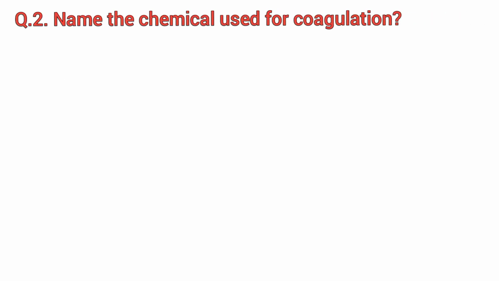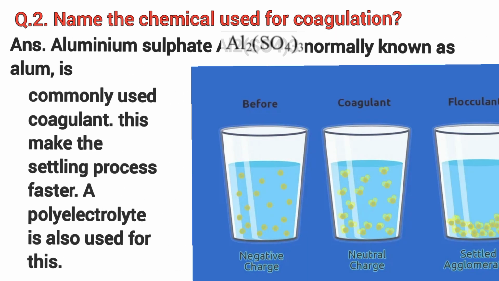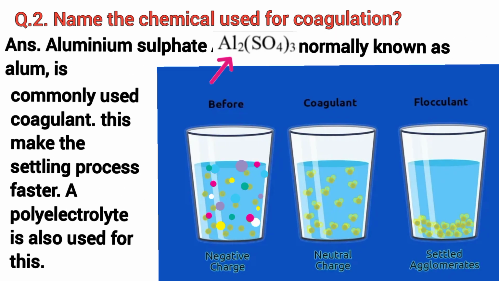Name the chemical used for coagulation. Aluminium sulfate, Al₂(SO₄)₃, normally known as alum, is a commonly used coagulant. This makes the settling process faster. A polyelectrolyte is also used for this.